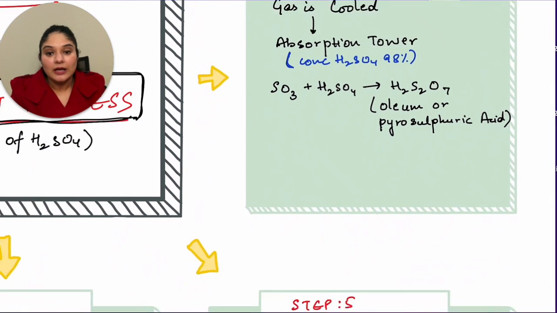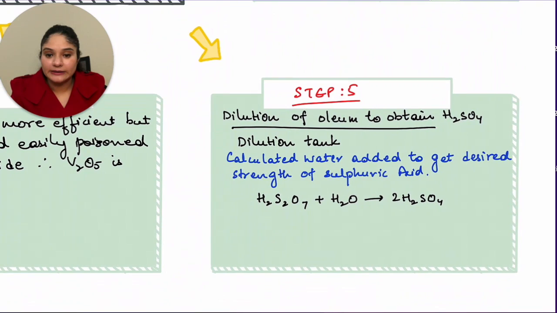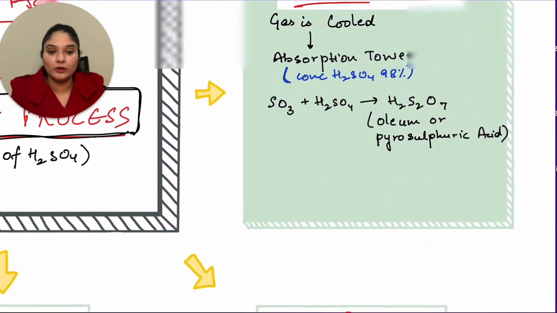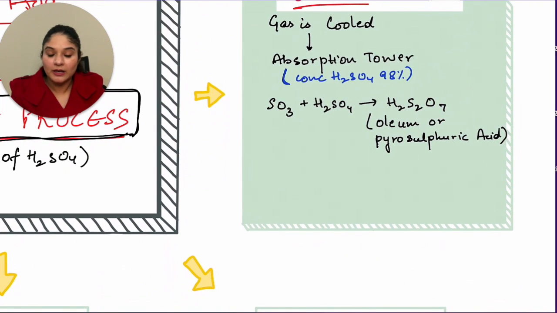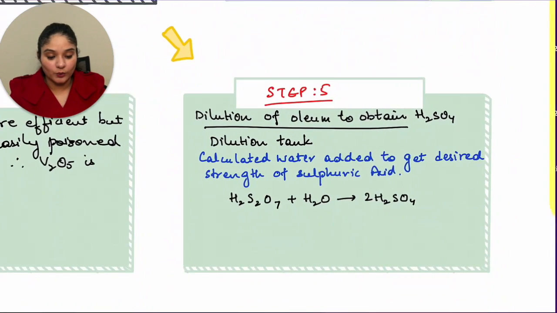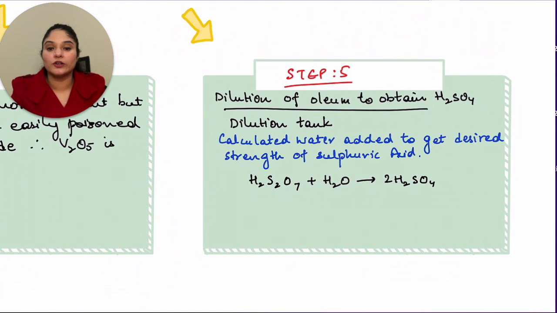Okay. Then next, step 5 is dilution of oleum. So the oleum that you have got is 98% pure. Now from this you start adding water in a calculated amount, depending on the strength of H2SO4 that you need. So once you cool it down, then you move to step 5, in which you are diluting it by adding water to it.